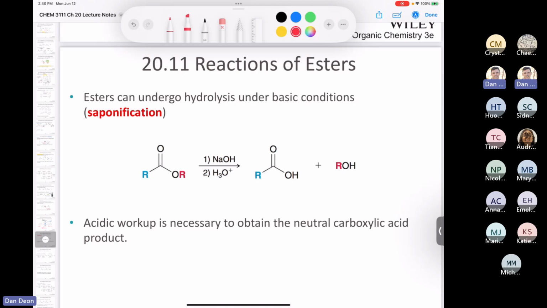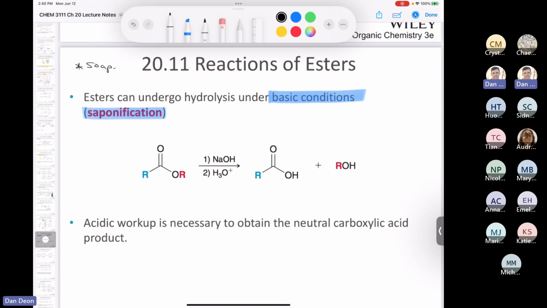And basic hydrolysis of an ester has its very own name. It's called saponification. And if you're thinking, well, that kind of looks like the word soap, this is how the pioneers made soap. So they saponified animal fat, so triglycerides, to make glycerol and carboxylates of fatty acids, and they would use that as soap. So this is essentially the principle of making soap.